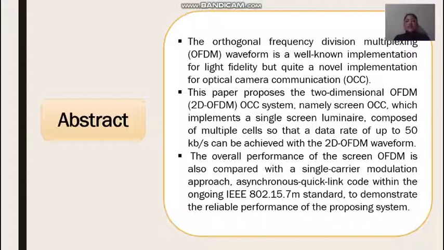And finally, the overall performance of the screen OFDM is also compared with a single carrier code within the ongoing IEEE 802.15.7m standard to demonstrate the relative performance of the proposed system.